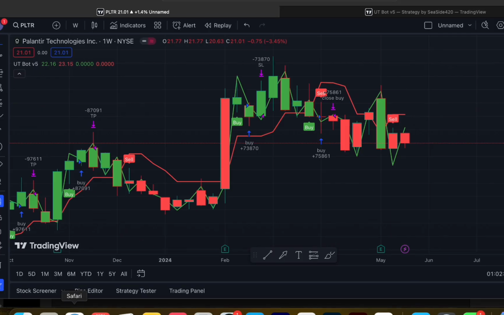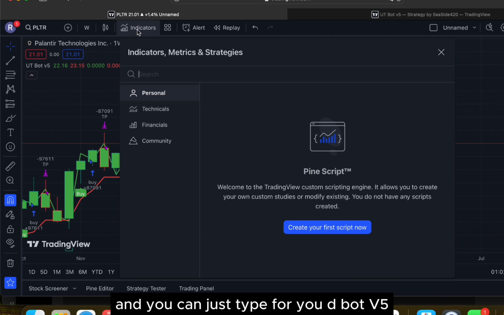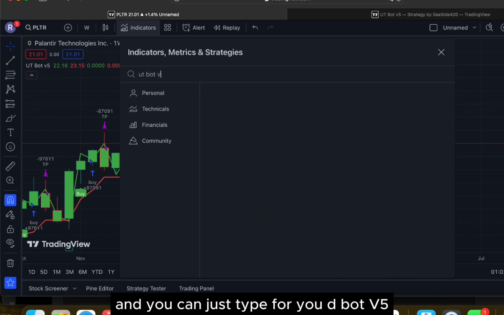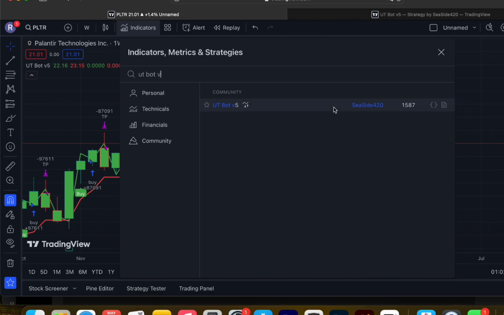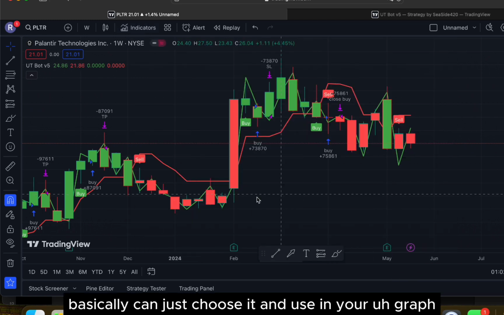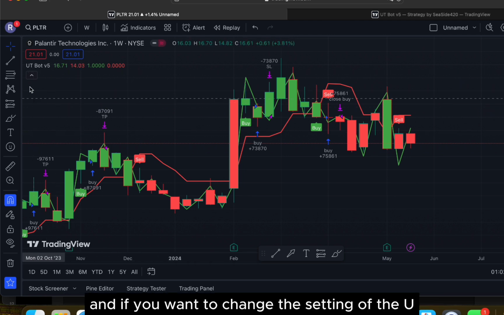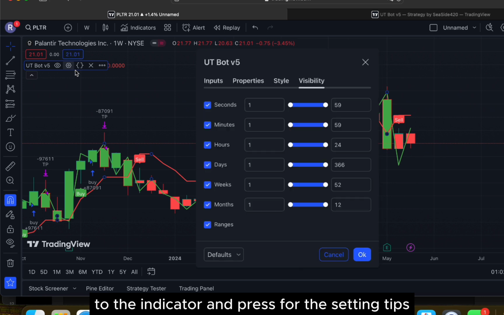So let's start. First of all, you can open the indicator in the indicator tab, and you can just type UT Bot V5 and the indicator will come out. You can just choose it and use it on your graph. If you want to change the settings of the UT Bot, you can go to the indicator and press the settings tab.